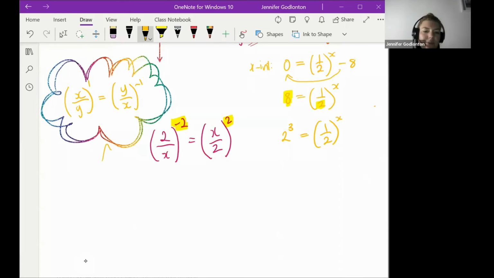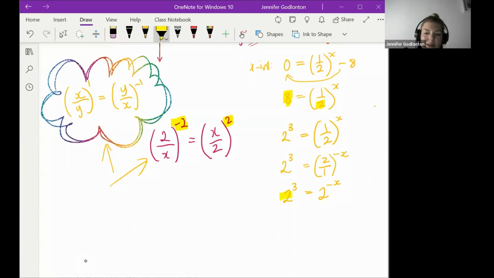Now, because of this rule, we know we are allowed to flip that fraction as long as we make the exponent negative. So 2 to the power of 3 is equal to 2 over 1. I flipped my fraction, but then I need to make my exponent negative. Okay, 2 over 1 is the same as saying 2. So that's the same as saying 2 to the power of 3 is equal to 2 to the power of negative x. That's exactly the same thing.